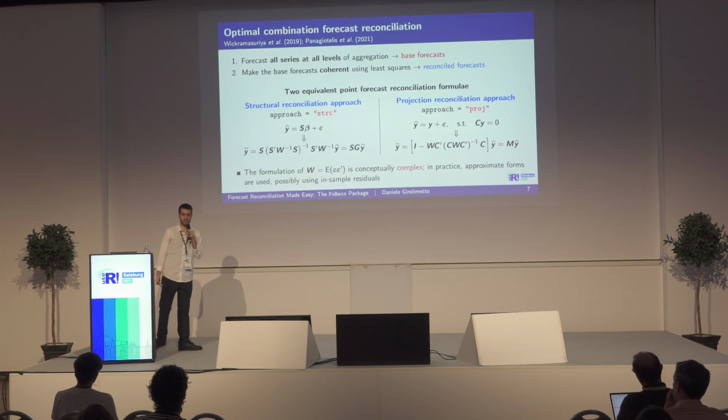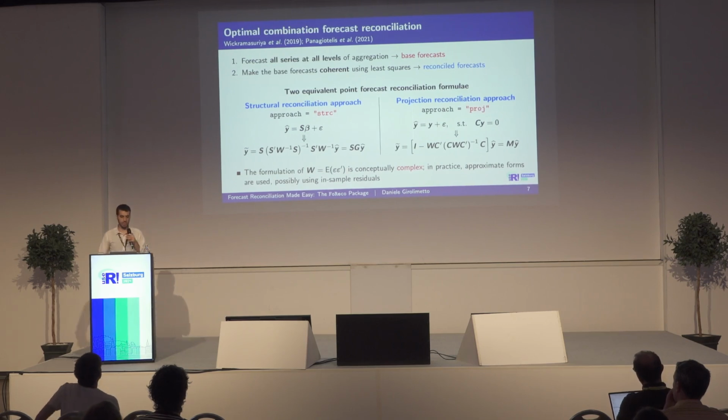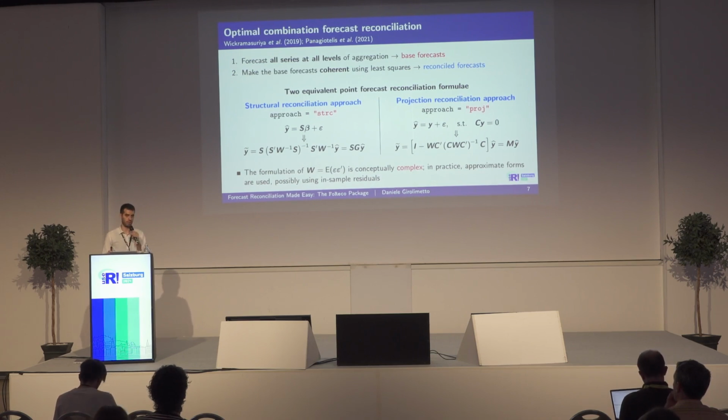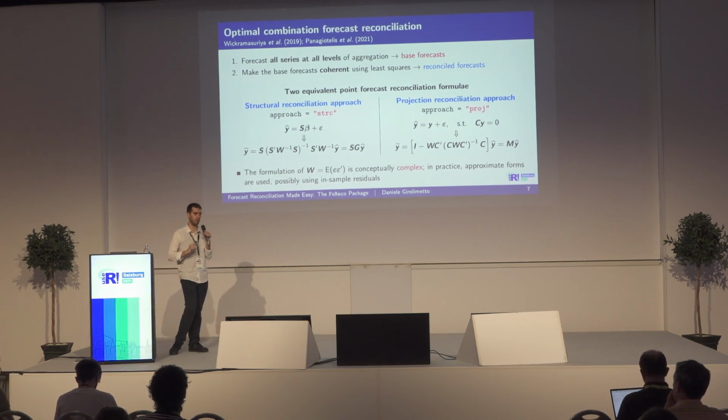The idea of forecast reconciliation using an optimal combination is to forecast all the series at all levels of aggregation. So point one is outside the scope of FoReco. Then, starting from this base forecast, we want to make the base forecast coherent using some least squares approach. And this is what FoReco does. We can use two equivalent point forecast reconciliation formulas according to the structural and zero-constraint representations. They are equivalent, so FoReco gives you the freedom to choose which one to use.